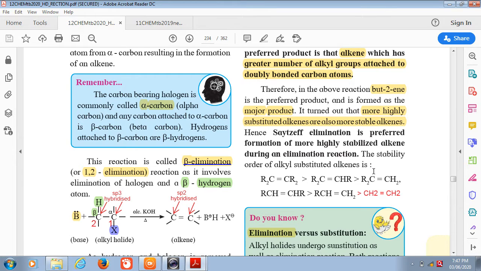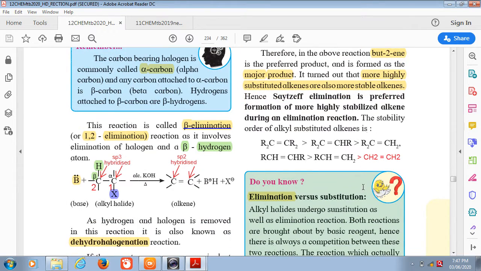After that we get an alkene, and due to which reaction? Elimination reaction. So according to Saytzeff elimination, formation of the more highly substituted, more stable alkene is the preferred product during the elimination reaction. This is according to Saytzeff's rule.